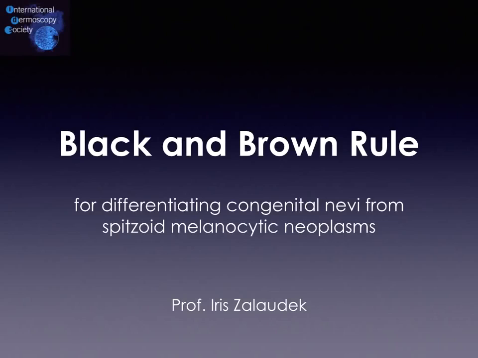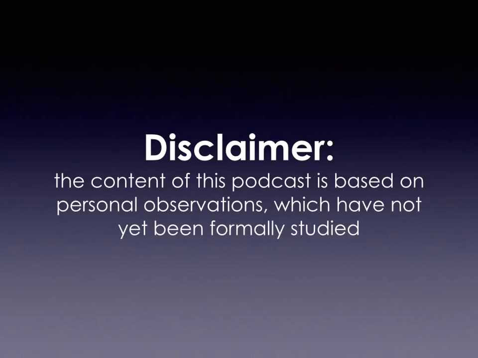Hello and welcome to this podcast in which we will describe the black and brown rule for differentiating congenital nevi showing a globular pattern from schizoid melanocytic neoplasms showing a globular pattern. A short disclaimer: the content of this podcast is based on personal observations which have not yet been formally studied.